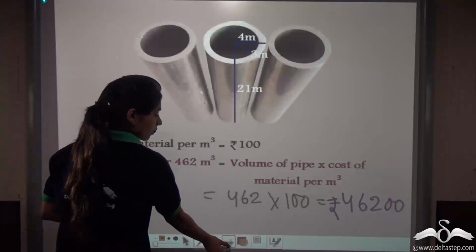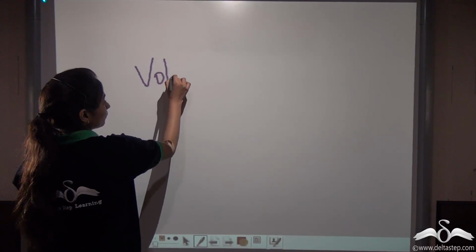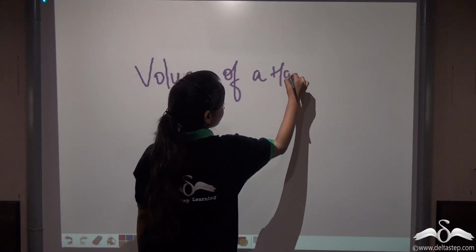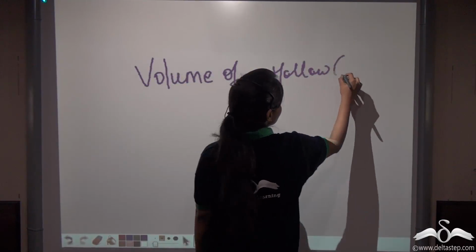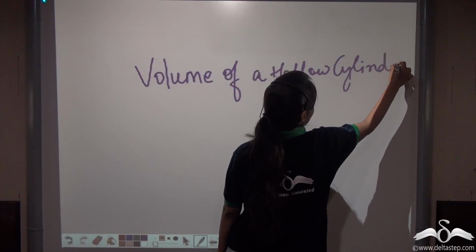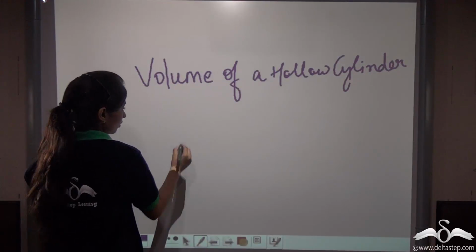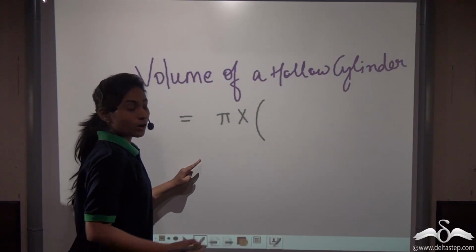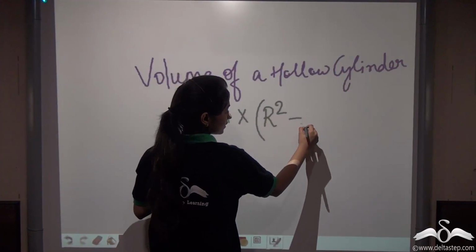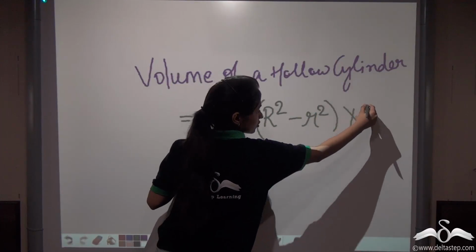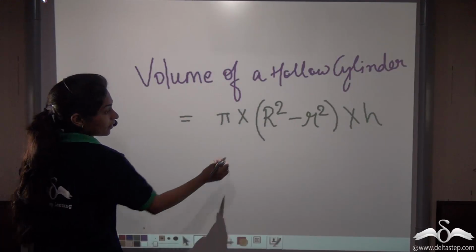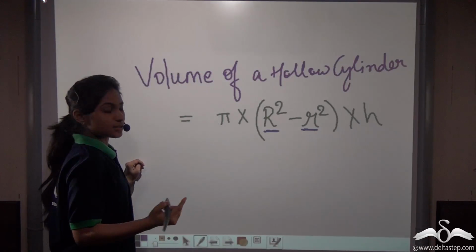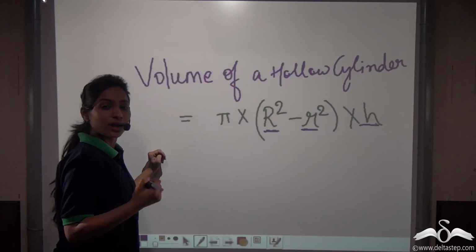So what did we learn? We learned that whenever we take out volume of a hollow cylinder, we multiply pi into capital R square minus small r square into h, where this capital R is the external radius and this small r is the internal radius, and this h is the height of that hollow cylinder.